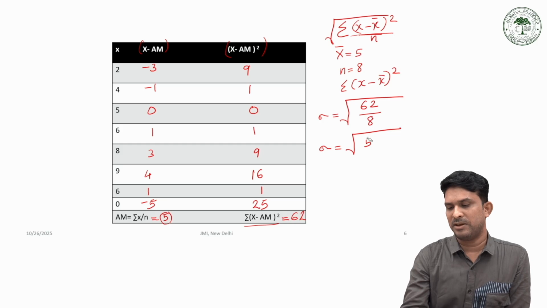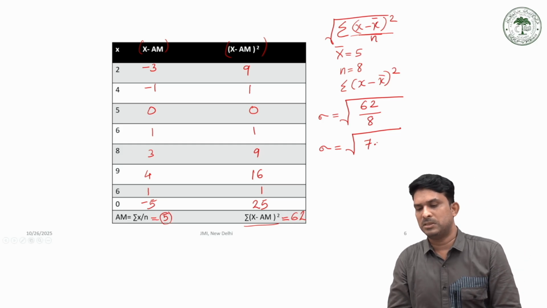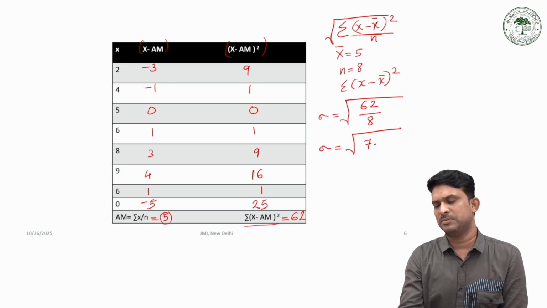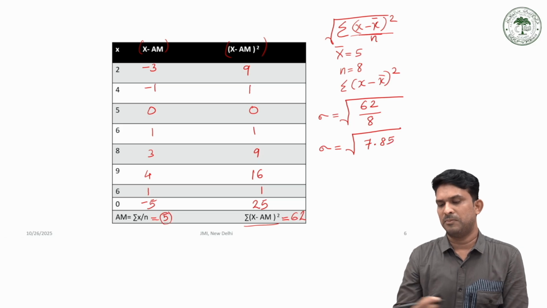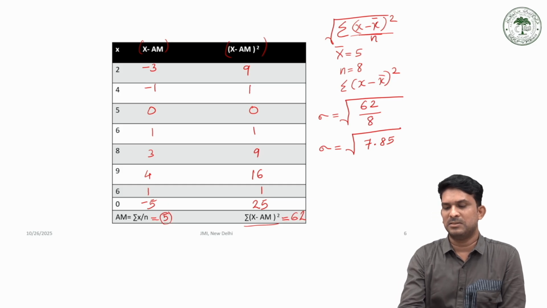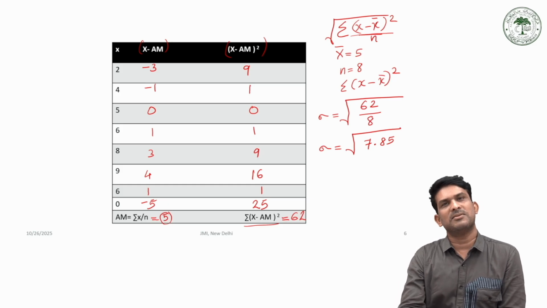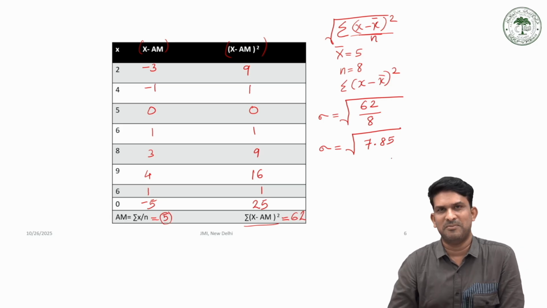56 is 7, right? 7 point, what is the remainder? 6. Out of 6 it is 8. 56, right? Again we have 4, 5, right? This is the calculation. This is the value that we got. Square root of 7.85.